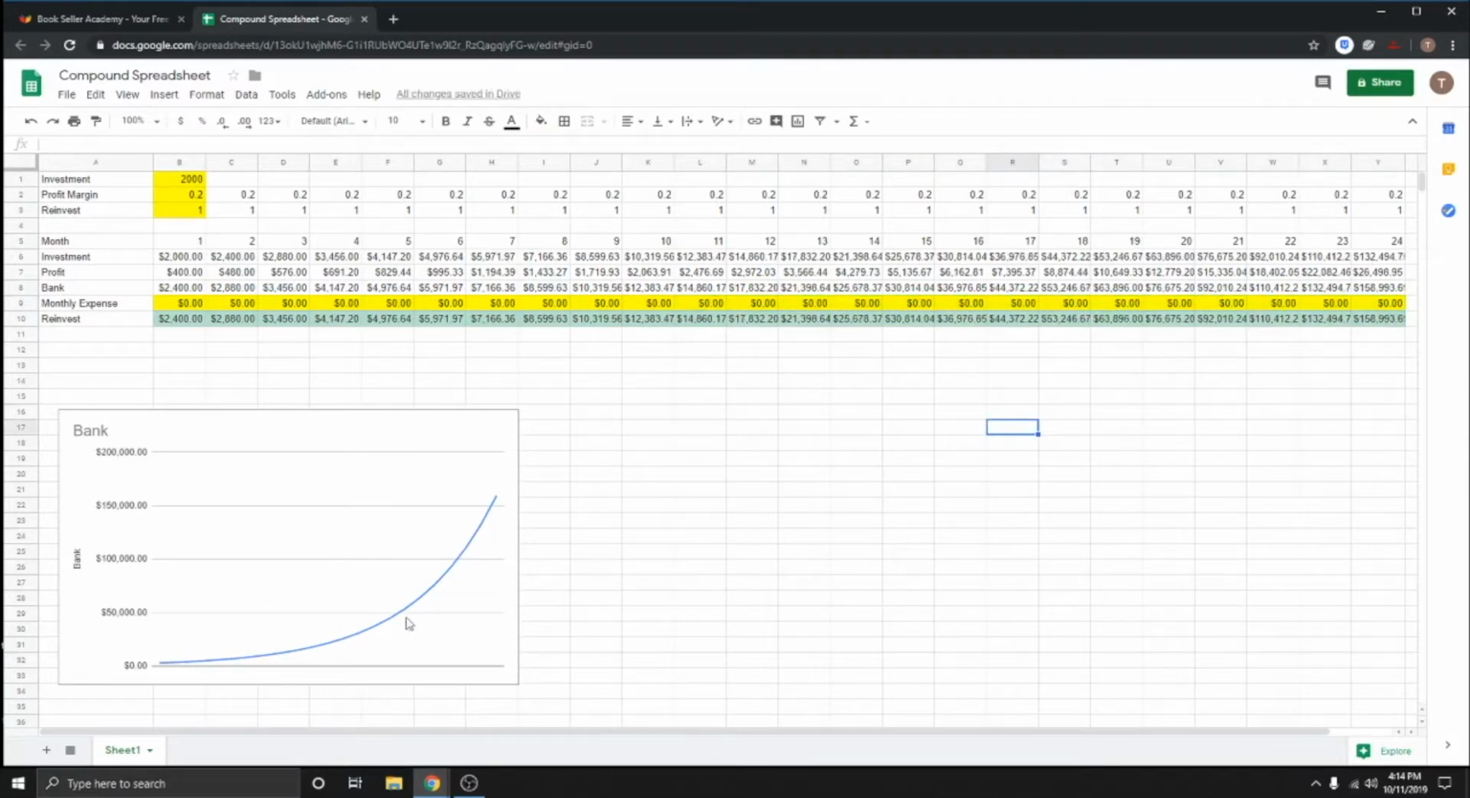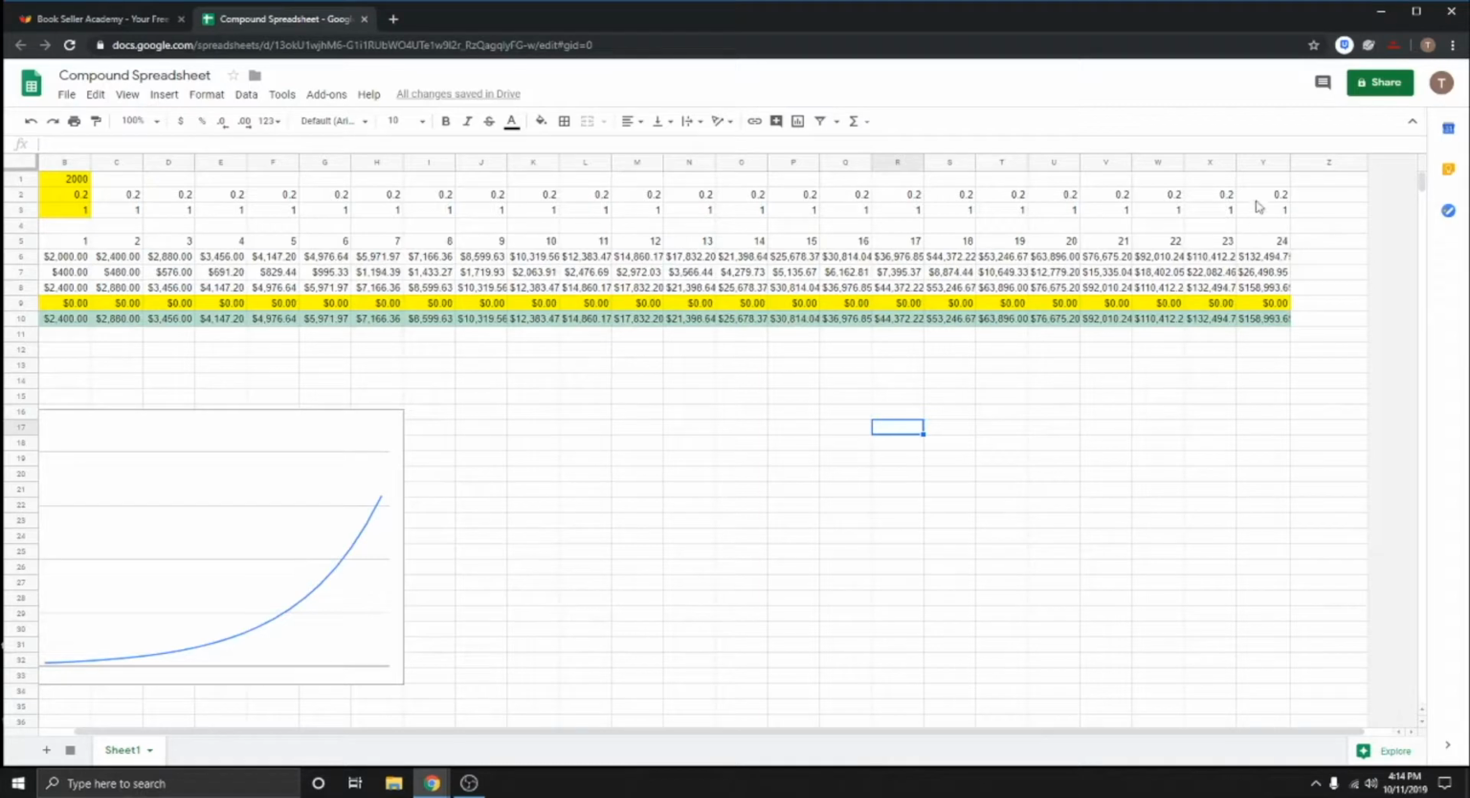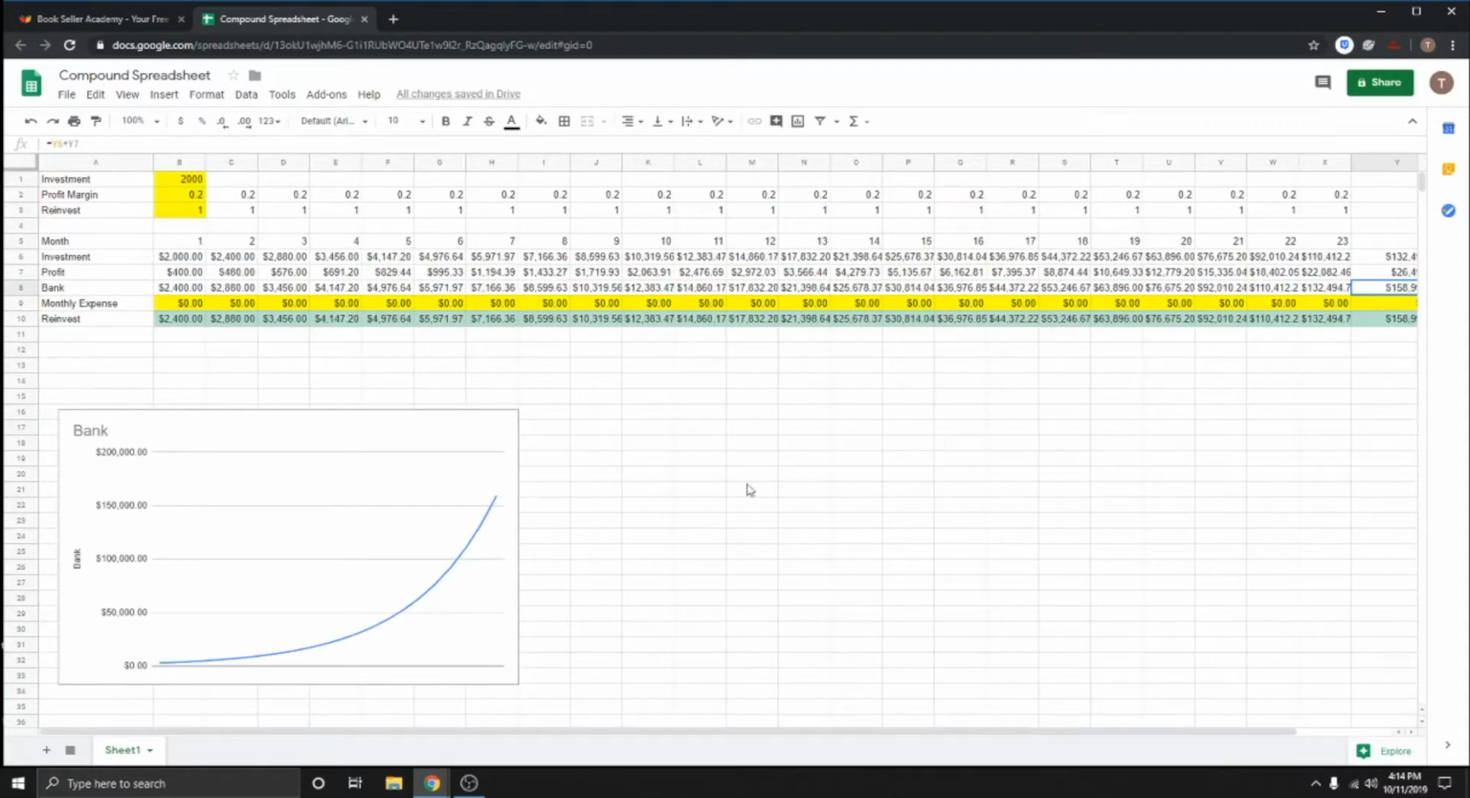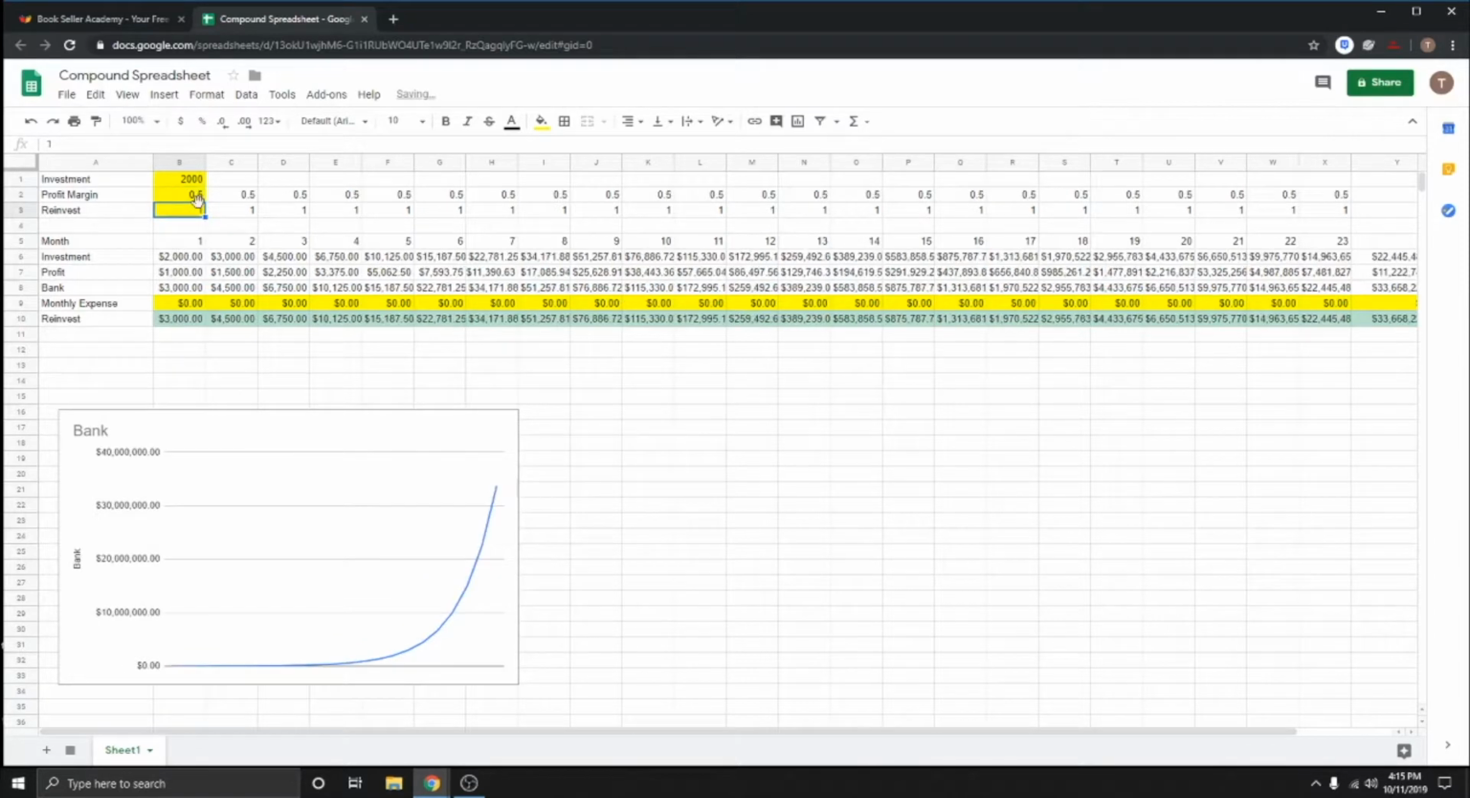Right, this is the perfect scenario where I'm just investing 100% of my business over and over and over again. Right, at the end of the day, your bank account, by doing that with a $2,000 investment, your bank is going to look like $158,000, right? And this is very, very low profit margins, right? Typically with RA, maybe you're looking at 50% profit margins.